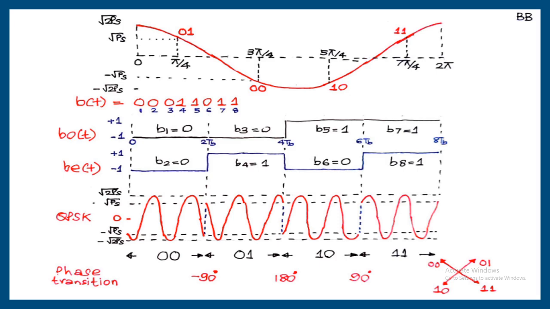This is a case of a QPSK. In QPSK, phase transition can occur at every 2 TB second, and the possible phase transitions are plus 90 degree, minus 90 degree and 180 degree. And this 180 is creating maximum discontinuity and maximum inter-channel interference, at the same time inter-symbol interference also, that is ICI and ISI.